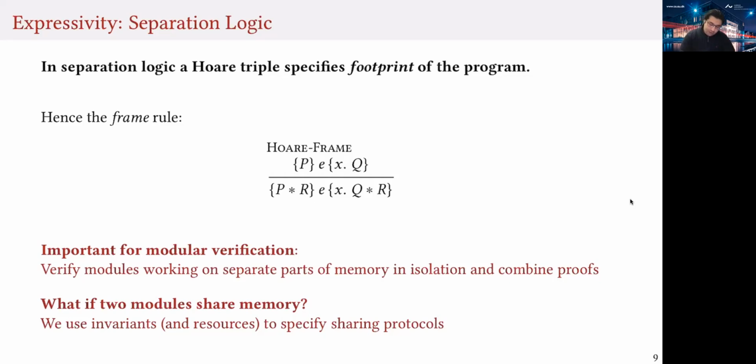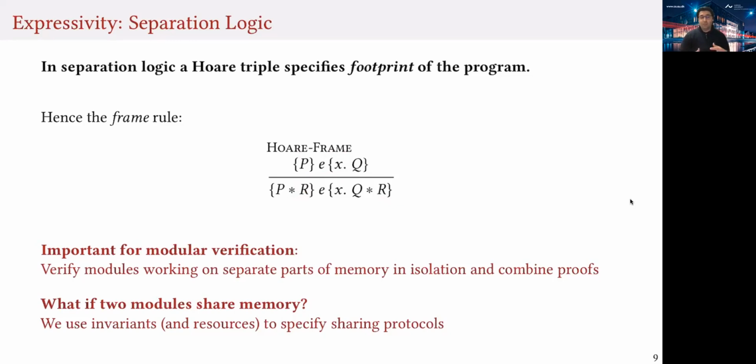This is captured in this frame rule, which says that if we know a whole triple for a program, and we have some resources that are disjoint from the resources that the program uses, if we have those resources before running the program, we also have those resources afterwards, meaning that the program cannot tamper with any of those resources.